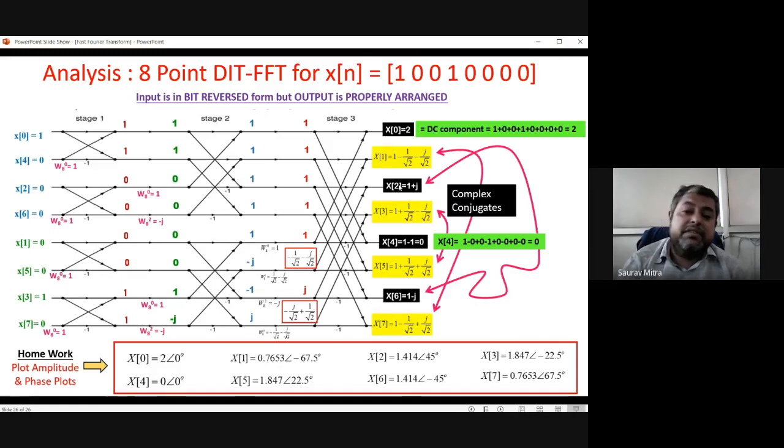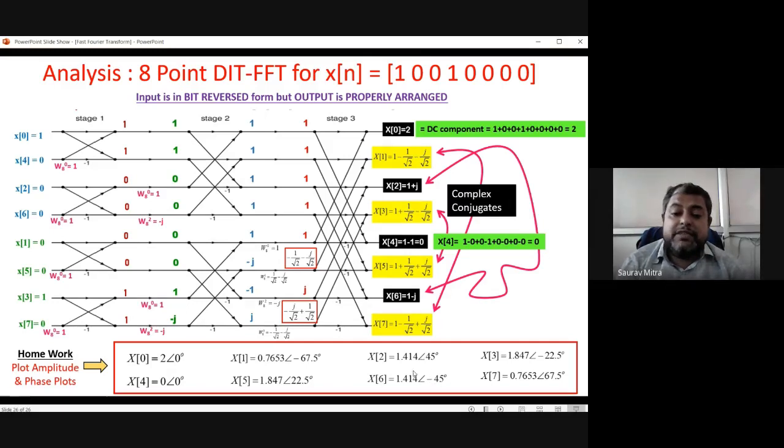Same thing happens in case of x2 and x6. So x2 is 1 plus 1j, and the amplitude of this will be root 2, that is 1.414. You can find the angle: 1 plus 1j, that is tan inverse of 1, which is 45 degree. But 1 minus j means this is in the fourth quadrant, because x-axis is positive, y-axis is negative. So fourth quadrant means angle will become minus. So this has become minus 45 degree.